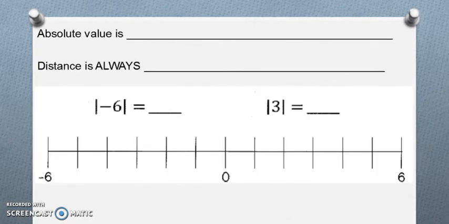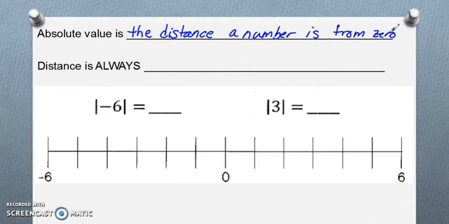Moving on to absolute value. Absolute value is the distance a number is from 0 on a number line.